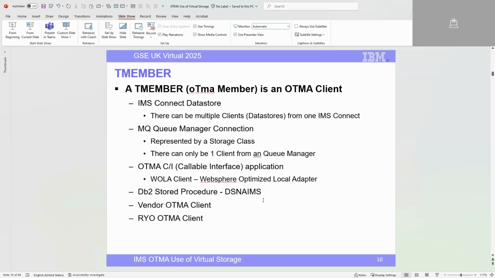So a T member, an OTMA member, it's an OTMA client. It could be an IMS Connect data store. And there can be multiple data stores, multiple clients from one IMS Connect. It could be an MQ queue manager represented by a storage class. I have another hour talk on that if you want to see it sometime. But there can only be one client from an MQ queue manager.